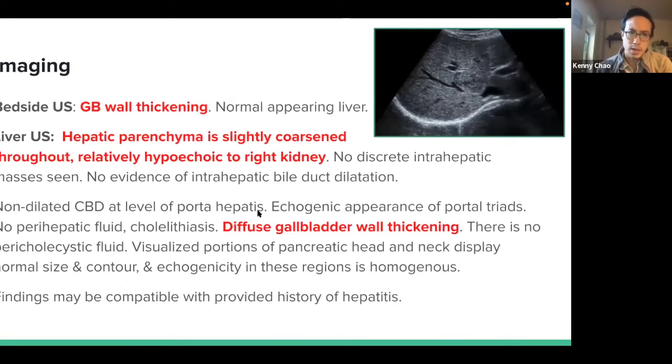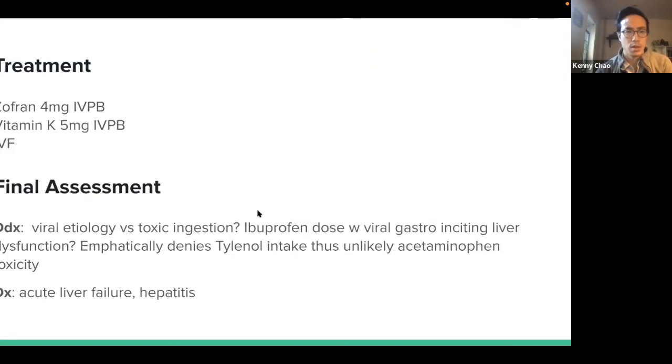Imaging was obtained. We got a bedside ultrasound. It showed some gallbladder wall thickening. The official just showed a coarsened parenchyma. This is just a Google image of something that showed coarsened hepatic parenchyma. Again, the gallbladder wall thickening and nothing else. So the treatment here, we got some Zofran, dose of vitamin K and some fluids.